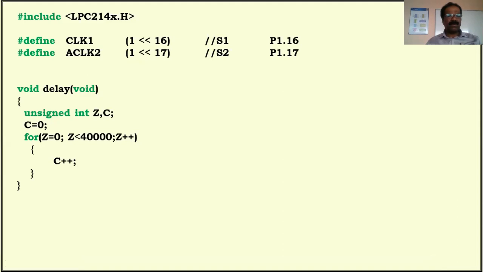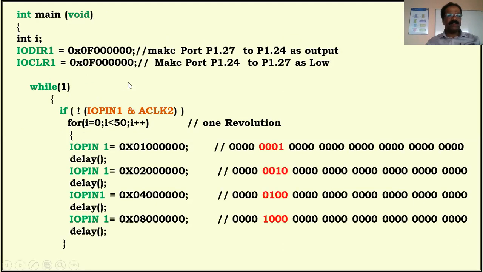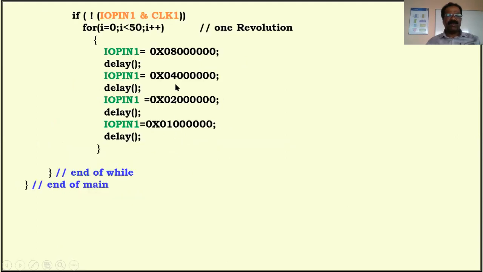Now this is the program for delay, and this is the main program for anti-clockwise direction. I have to send the bit pattern in this way: 1, 2, 4, 8 for anti-clockwise direction. And for clockwise direction, we have to enable the winding in this way. That is, first we have to send 8, 4, 2, 1. So this is the way of energizing the coil.